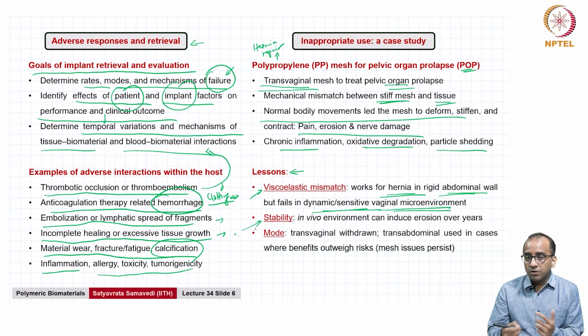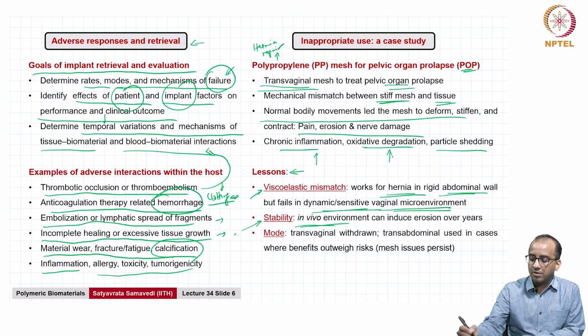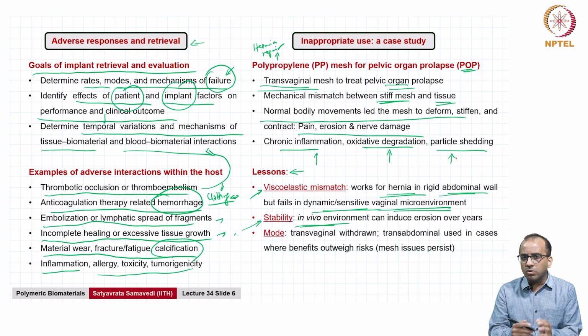There is also the issue of stability that has to be considered. Polypropylene is considered quite stable, but you see that in vivo microenvironment can induce erosion over years. This is why I said safety. This is a very different kind of dimension to safety that we are seeing here now, right? This could have worked very well in a different application such as hernia repair, or may have even shown reasonable outcomes for short term implantation, but this is long term implantation, and over years the in vivo microenvironment can induce erosion. That is what caused chronic inflammation, particle shedding, etc. in this case, leading to a lot of pain for patients and irritation.